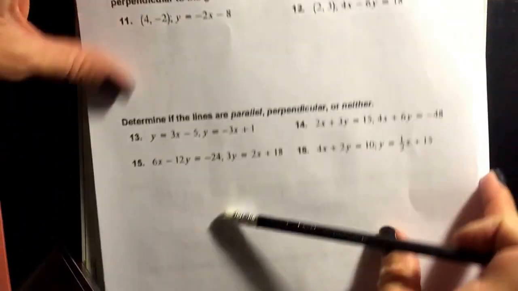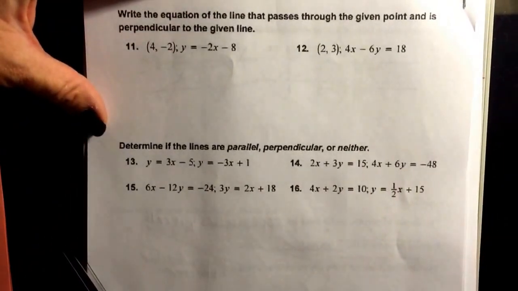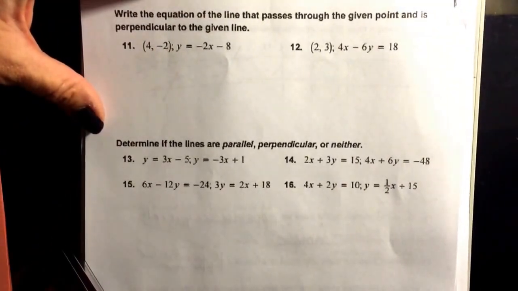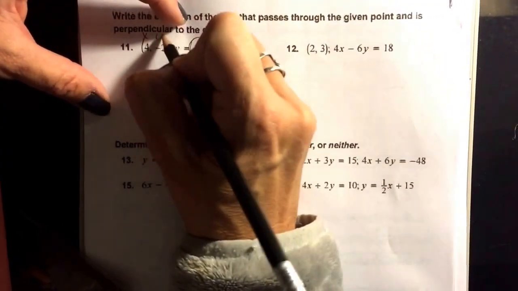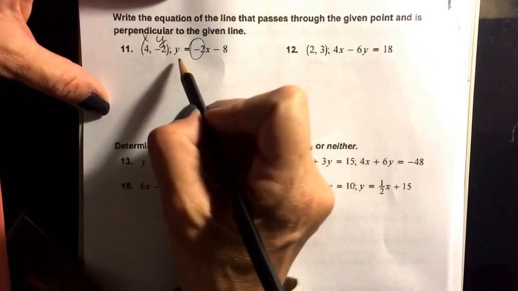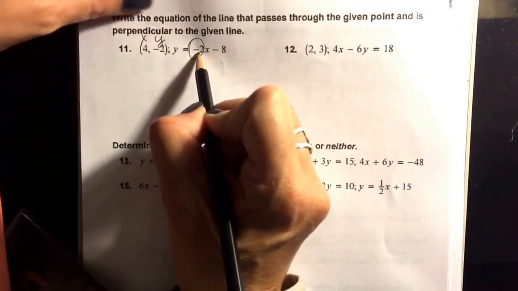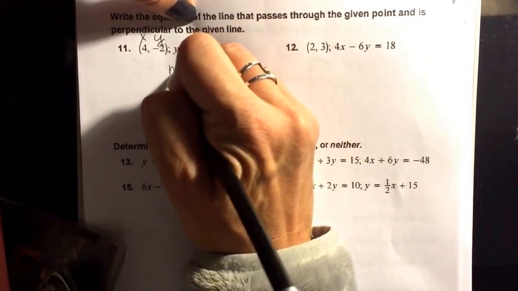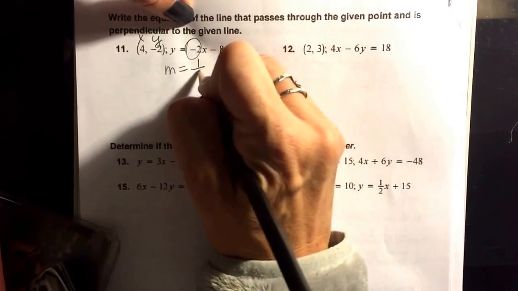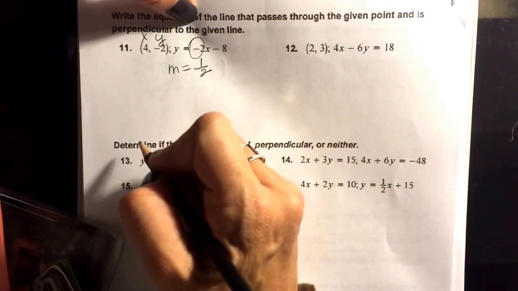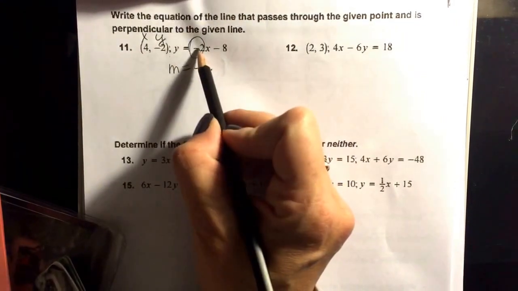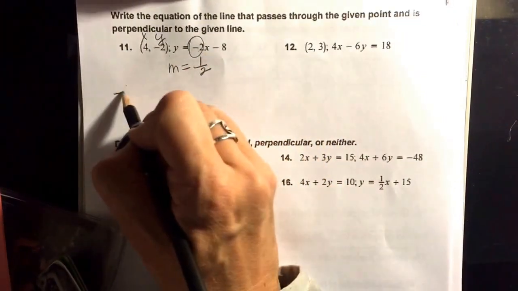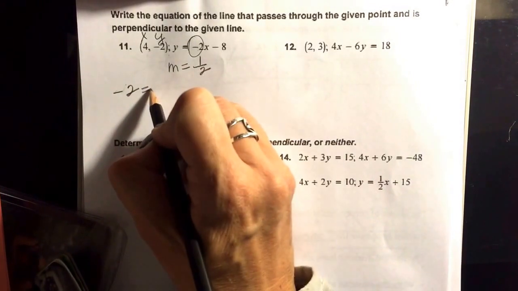These problems are numbered 11 and 12. This is the back page of your review packet. Perpendicular lines have slopes that are opposite reciprocals. So in number 11, I'm going to notice I have an x and a y. I also am going to grab the slope of this line being -2. The slope of a line perpendicular to it is going to be its opposite reciprocal, which would be 1/2. So using my x and y and my opposite reciprocal of this slope, 1/2, I'm going to solve for the b value and write my equation.